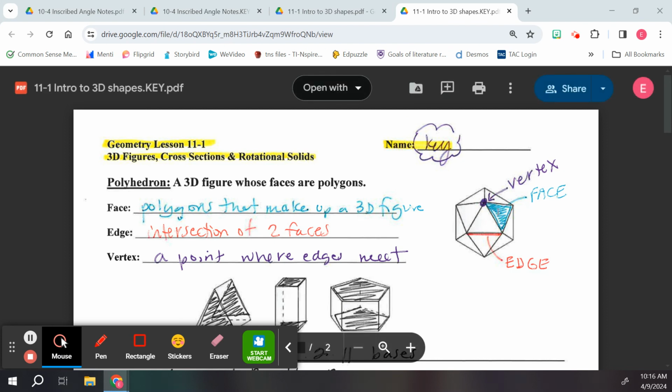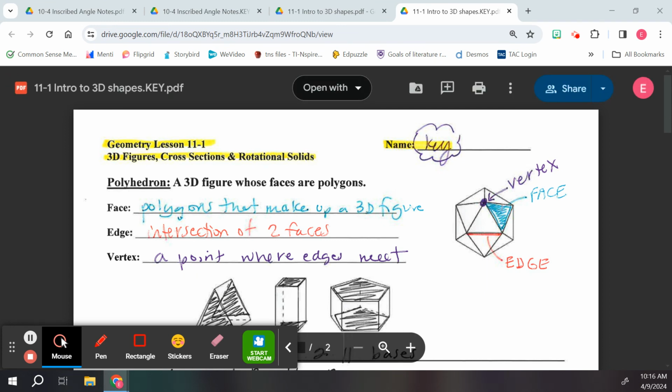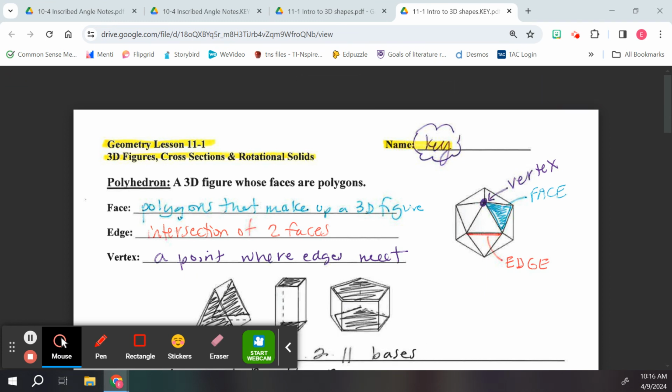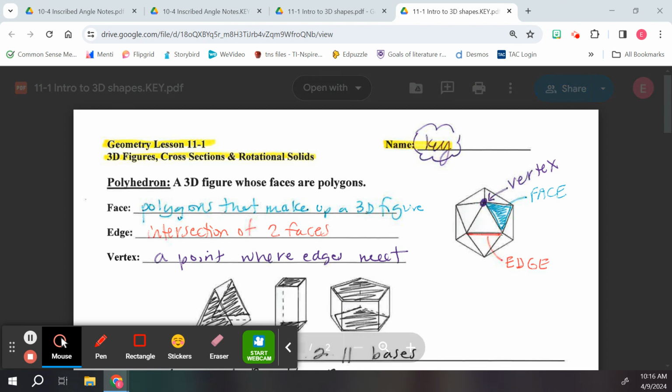So if you look right here, like this, that's colored in blue, that is the face of the polyhedron. The edge, remember, if this is a face, and that's connecting, that's our edge. And then the vertex still has the same definition as if it was a 2D shape.